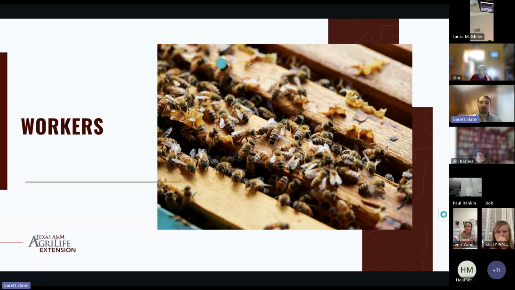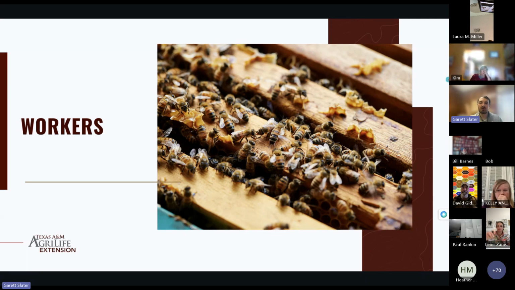Okay, so now we're talking about workers. Workers make up the majority of a colony. If a colony has somewhere between 5 to 20,000 bees, about 90 to 95% of the bees in a colony will be these workers. And like I mentioned beforehand, they're genetically the same as a queen, so they're both females and the result of a fertilized egg.